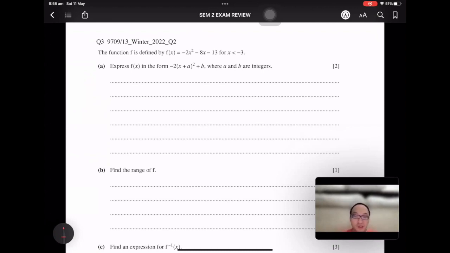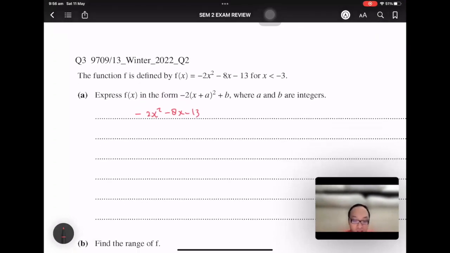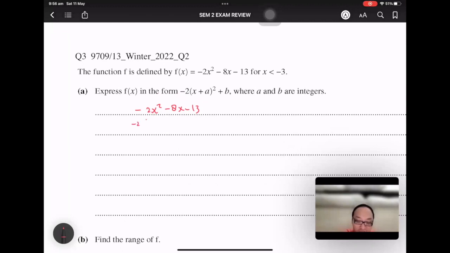So we can rewrite negative 2x squared minus 8x minus 13. We can factorize the negative 2, become x squared plus 4x minus 13. I factorize the first two terms, and then I can do the completing the square for this part. And I copy the others.